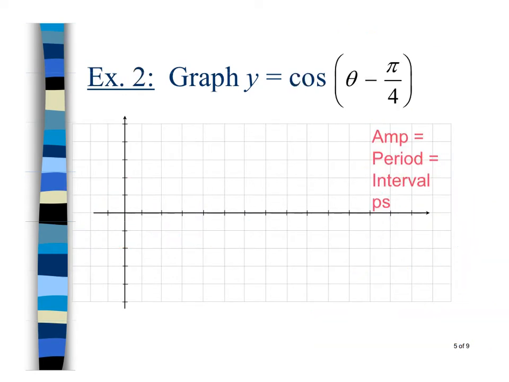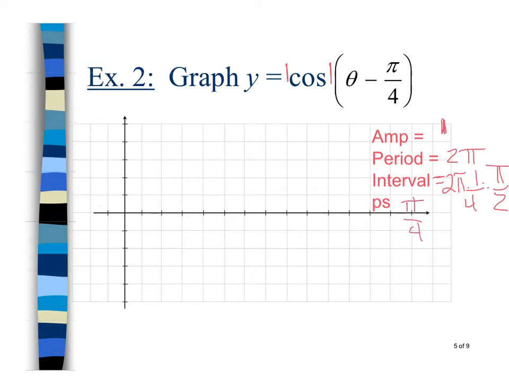So example 2 tells us we're graphing y equals the cosine of (theta minus pi over 4). Our amplitude is still the 1. Our period is still going to be 2 pi over the 1, so I'm going to get 2 pi right here. Our interval is going to be times that by a fourth, so 2 pi times 1/4, which gives me pi over 2. And our phase shift now is going to be pi over 4.